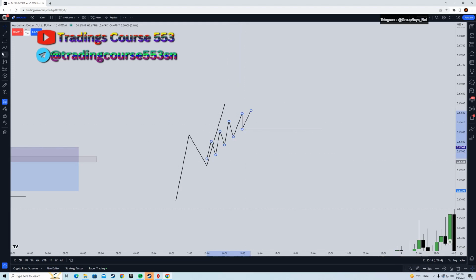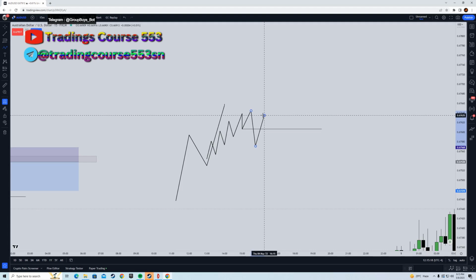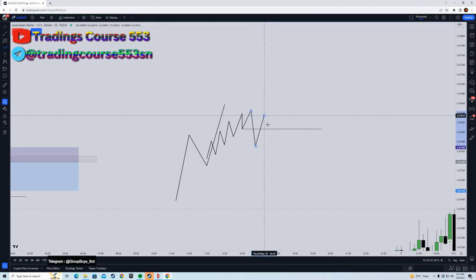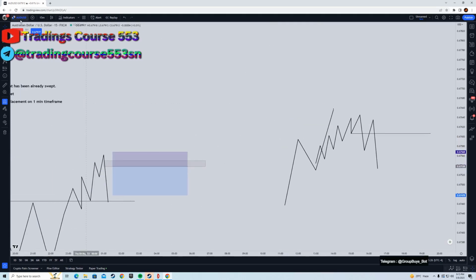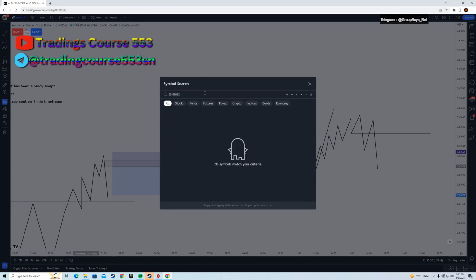You look for a market structure shift, which happens right here with displacement. Take your entry, go for 5 handles, or just put your stop at the high over here and go for 1-to-2. So let me show you what I mean by handles, right?